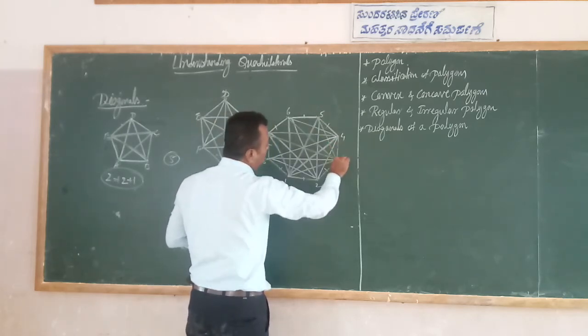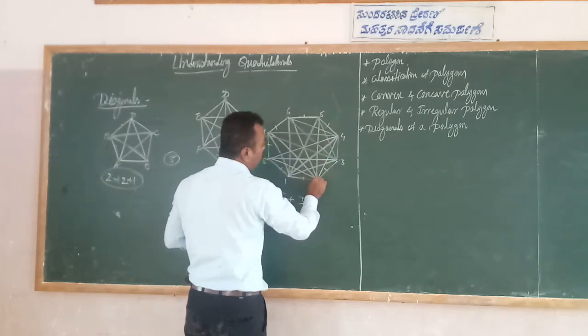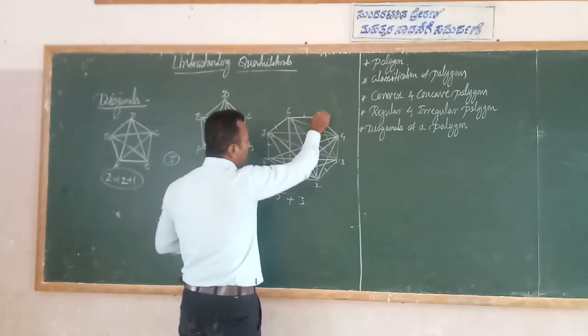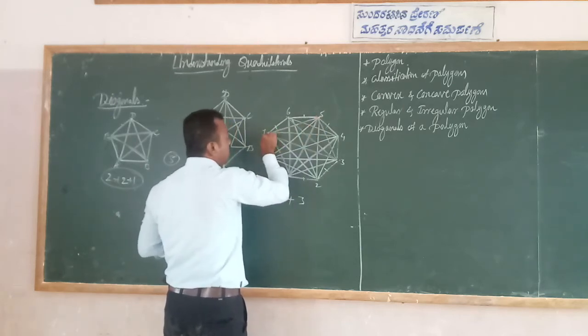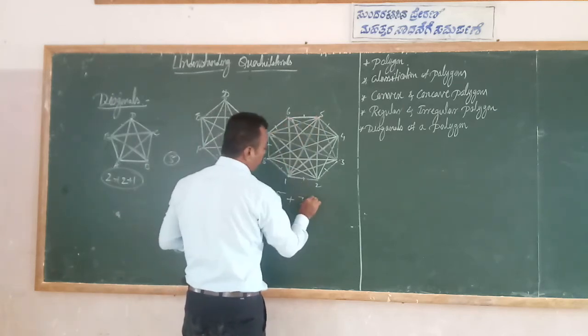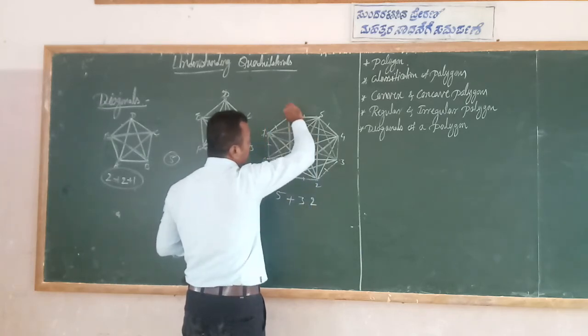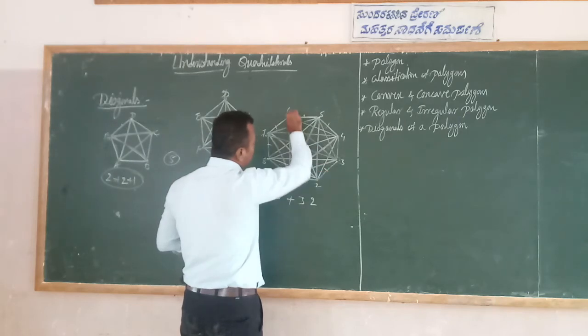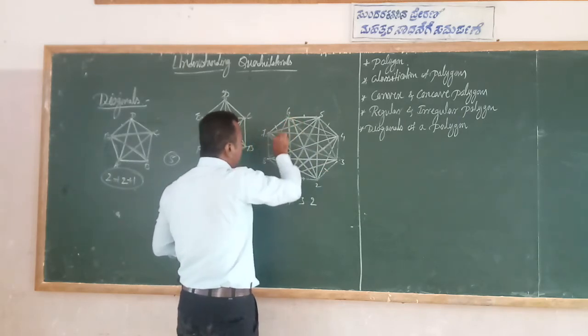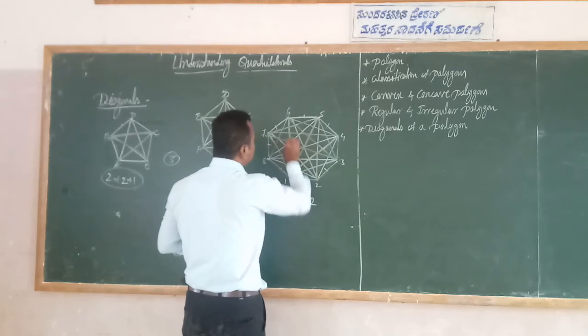Next, come to 5. 5 to 3 over. 5 to 2 over. 5 to 1 over. 5 to 8, 1. 5 to 7, 2. 5 to 7 over. Totally 2. Next, come to 6. 6 to 4 over. 6 to 3 over. 6 to 2 over. 6 to 1 over. 6 to 8, so 1.